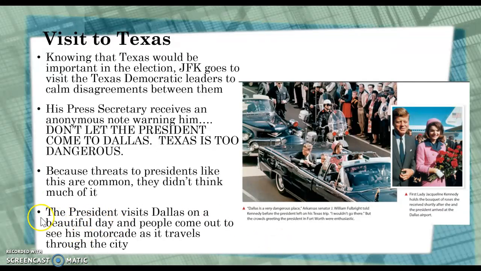So he goes ahead and visits Dallas, Texas on a beautiful day, and people from all over the city come out to see his motorcade as it traveled through the city. And here are some pictures of that day. This is Kennedy here, and this is his wife here, and some other dignitaries are in the car with them. This is a picture of them as they were greeted at the airport.